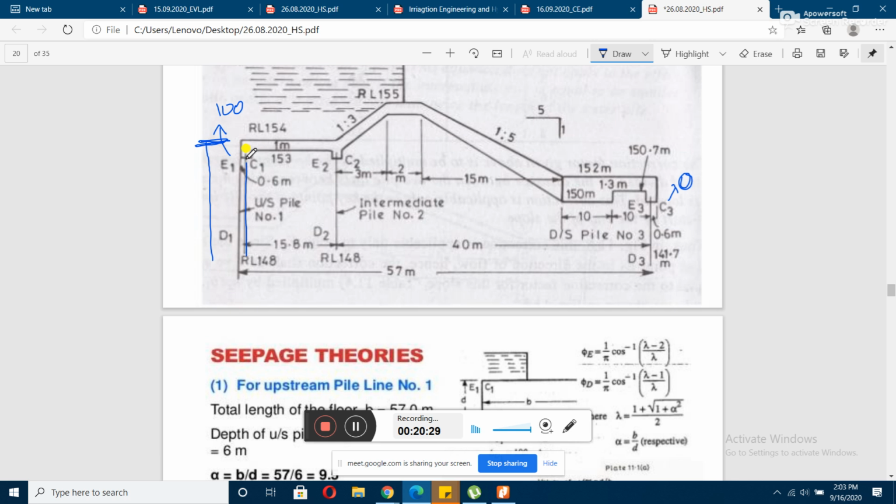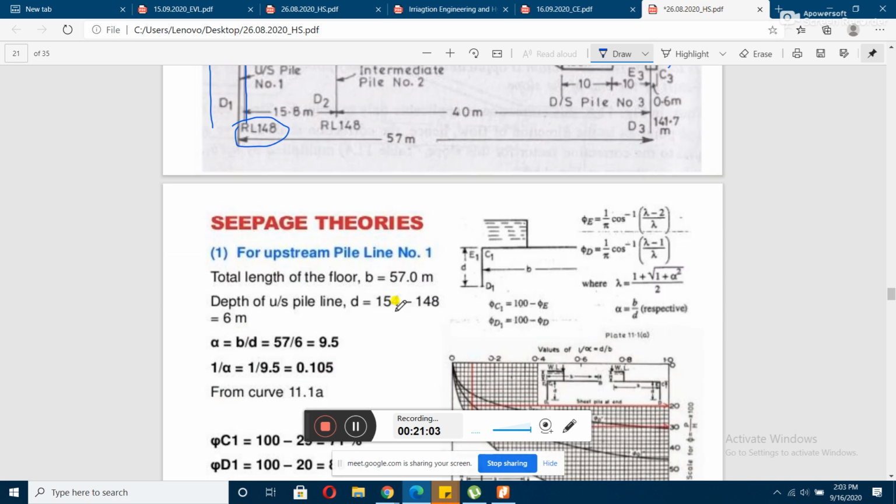The actual depth is from this point, but in our consideration of the simple profile we have to consider it from the top, that is the top fiber. The reduced level here is 154, and here the reduced level is 148. So the height is 154 minus 148, that is 6 meter. So 6 meter is the depth of pile line number 1. Have everybody got it? I think you have.